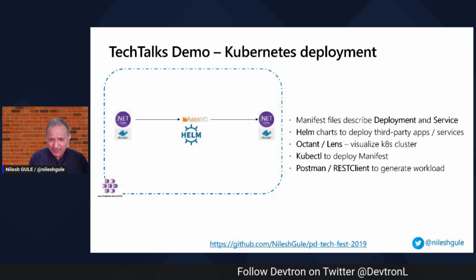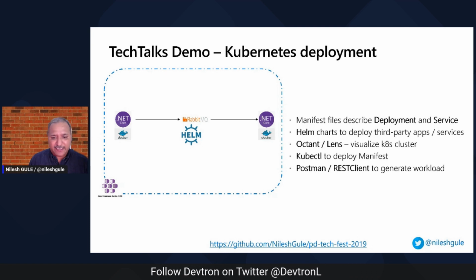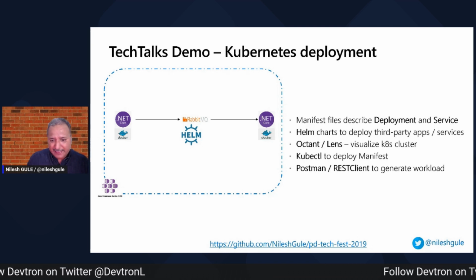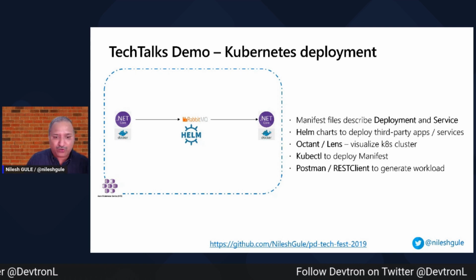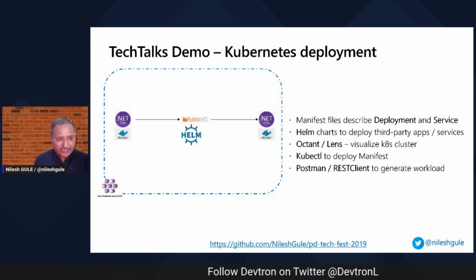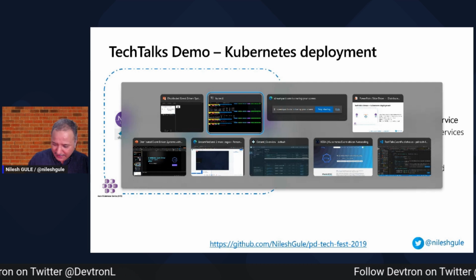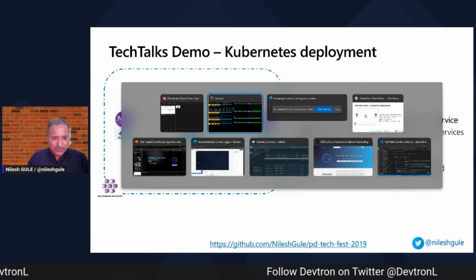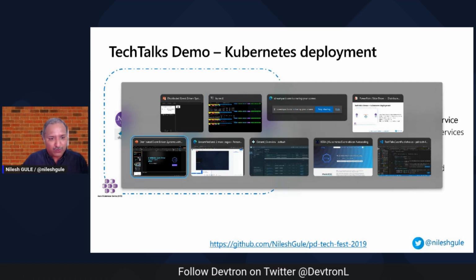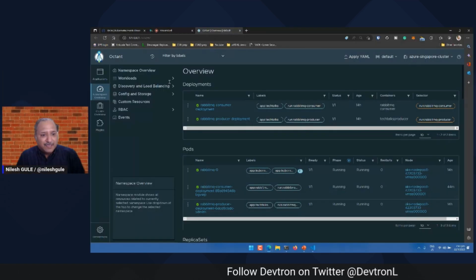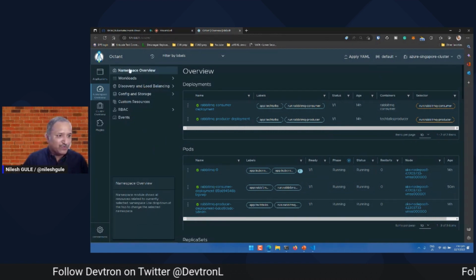And in order to generate the workload or to call the API, I don't have any UI here. So in order to generate that workload, I use Postman or a REST client. So let's go and see how we can have a look at some of these resources. And that's where I want to bring in Octant and show what the current state of my Kubernetes cluster looks like.